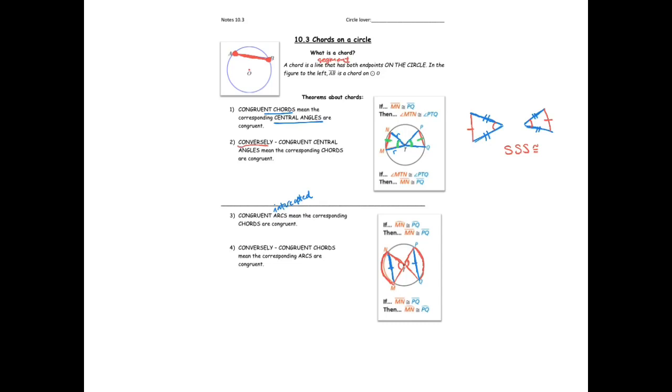So we're going to be able to put all of these things together. So the first one said that congruent chords means congruent central angles. The second theorem says congruent arcs means congruent chords. And the converses are always true, so you could go backwards as well. Congruent central angles means congruent chords. Congruent chords means congruent arcs. So it's all going to be related.